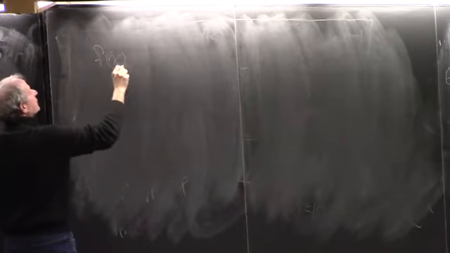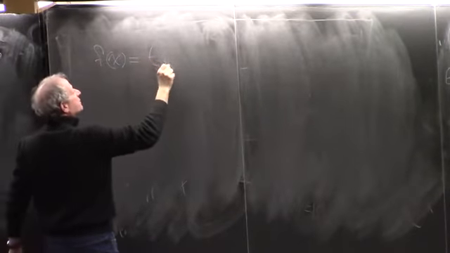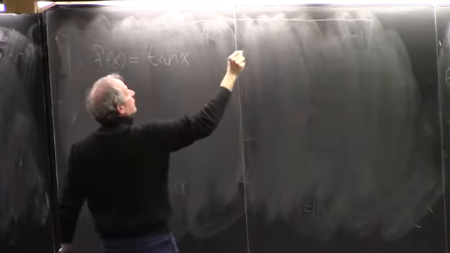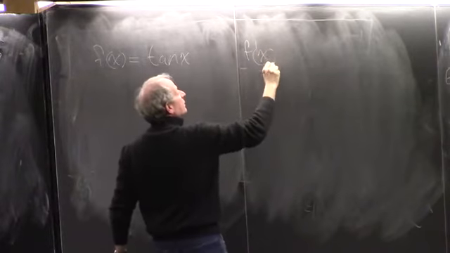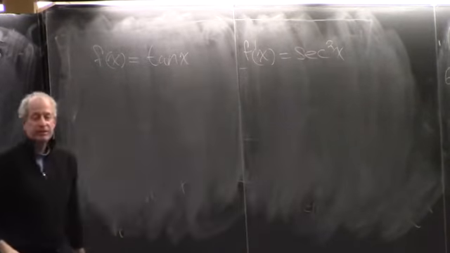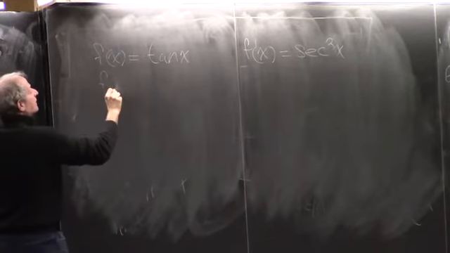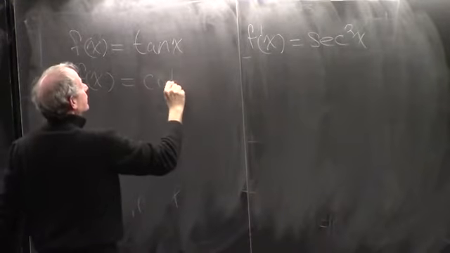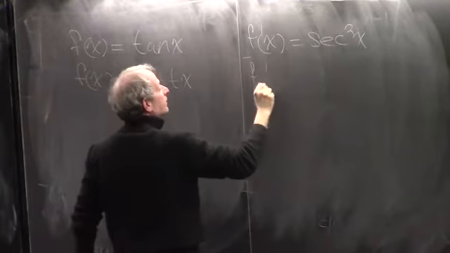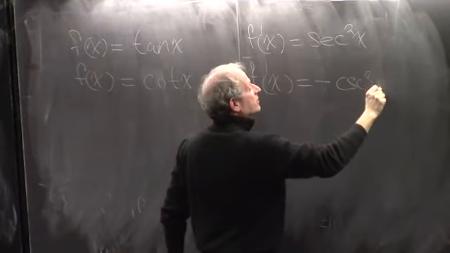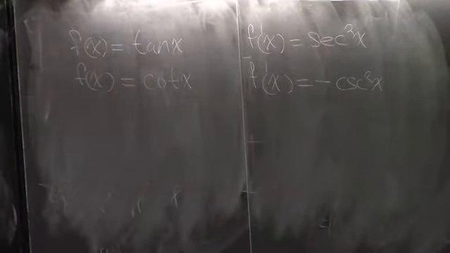So if f of x is tangent of x, f prime of x is secant squared x. If f of x is cotangent of x, f prime of x is minus cosecant squared x. You guys know these? I hope.